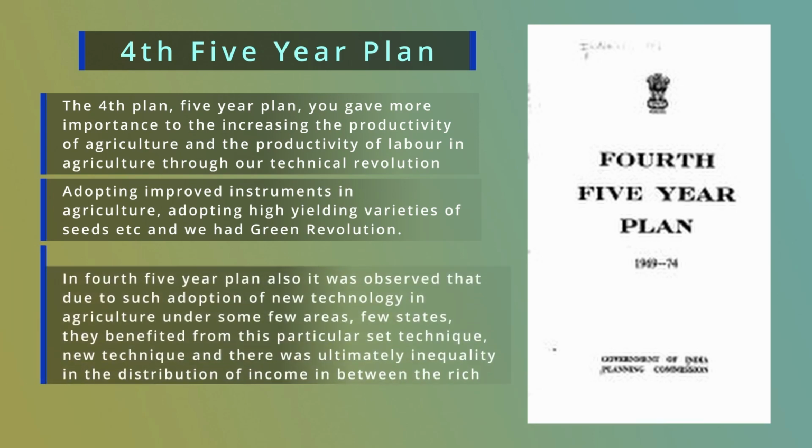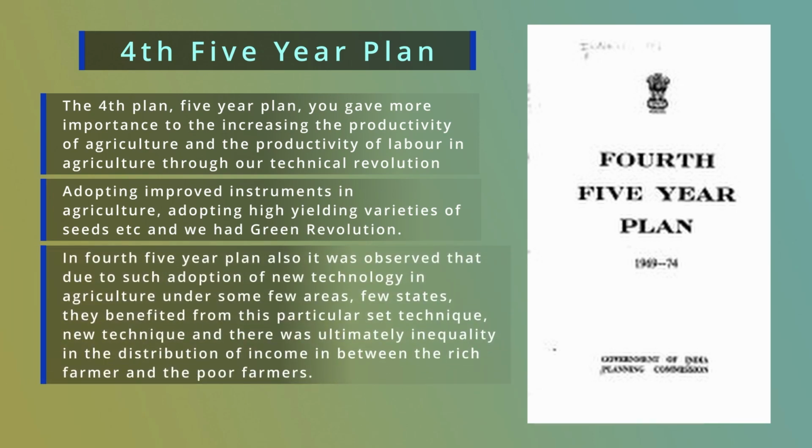But in the fourth five-year plan also, it was observed that due to such adoption of new technology in agriculture, only a few areas, a few states, benefited from this particular new technique, and there was ultimately inequality in the distribution of income between the rich farmers and the poor farmers. Why? Because the rich farmers could adopt this new technology more efficiently, because they could undertake the risk and the cost of undertaking this new technology.